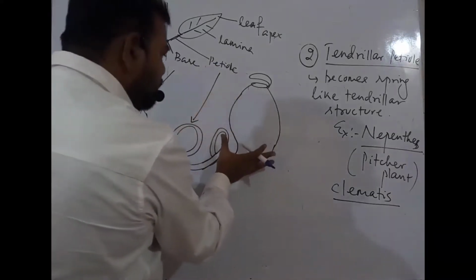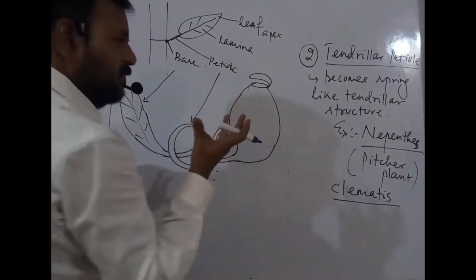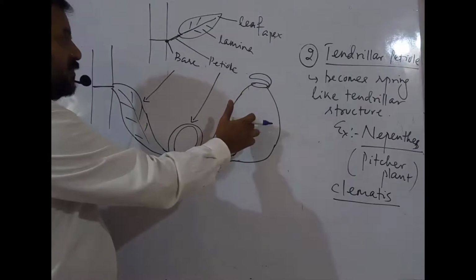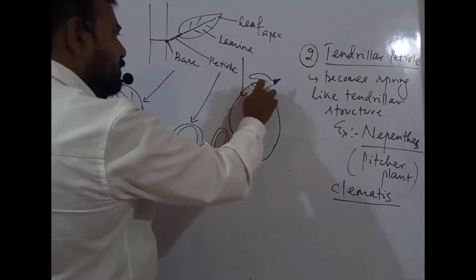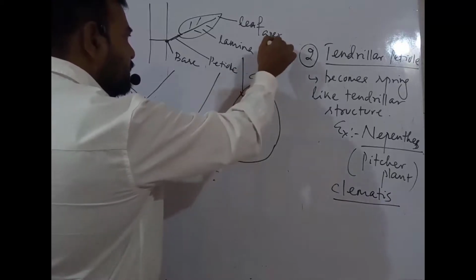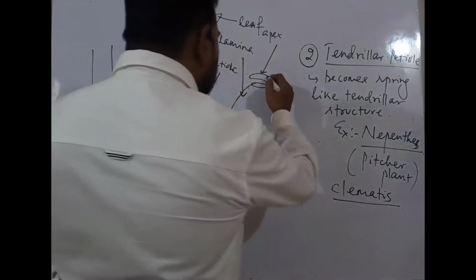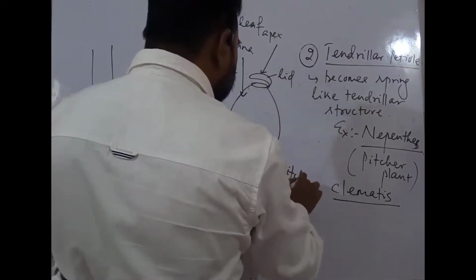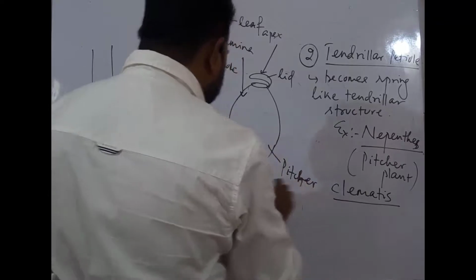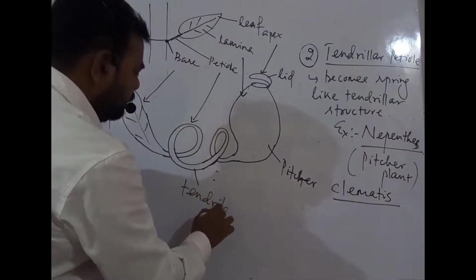And the lamina becomes wider and a container like a vessel. So this one is called the pitcher. So this one is lamina. And the leaf apex becomes a lid. This one is leaf apex. So this one is known as lid. This one is pitcher. And this one is tendrilar petiole.